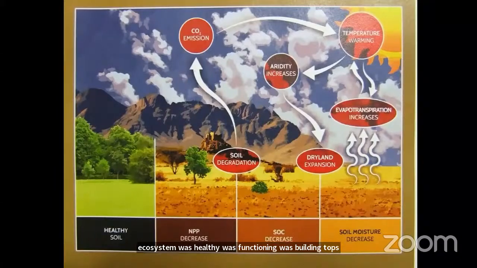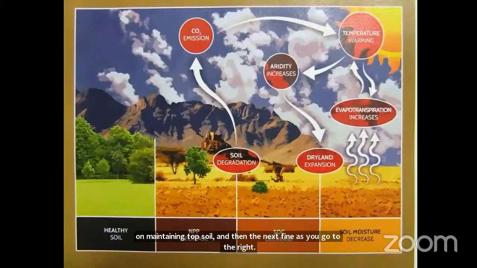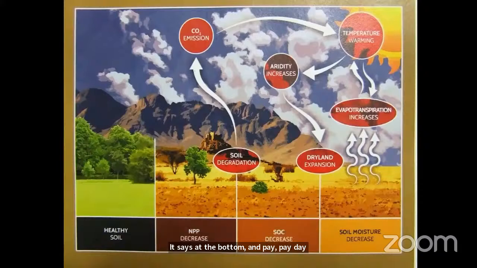then the next frame, as you go to the right, it says at the bottom NPP decrease. That's net primary production. That means there's less biomass on the soil surface. How did we get less biomass on the soil surface? Well, we either overgrazed it, or we burned it, or we ploughed it, or we sprayed it out, or we've got all these amazing ways that we keep getting rid of biomass. We don't want plants, for whatever reason, to grow there. We think it looks great if it's bare.